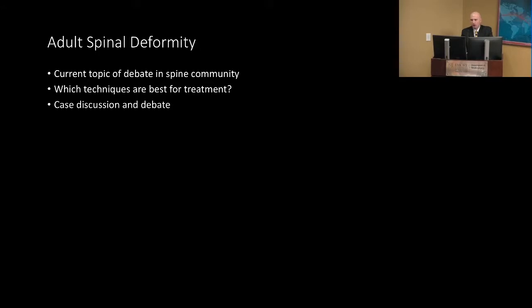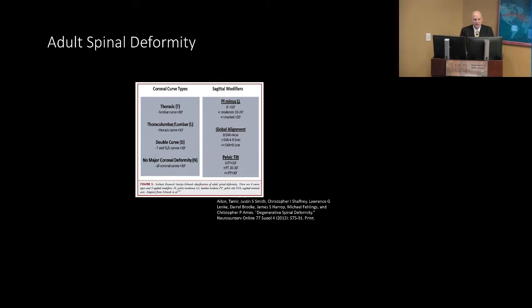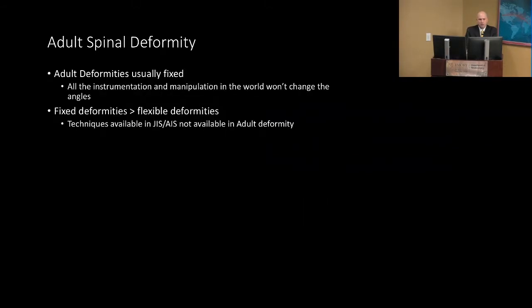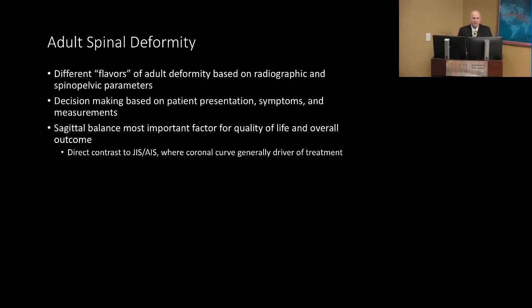So what are the techniques that are best for treatment? First, just a quick review again of the coronal curve and sagittal modifiers, looking at the SVA, pelvic tilt, the spinopelvic parameters. The big difference in surgical treatment of spinal deformities is that adult deformities are generally fixed. And so the techniques that we would use in adolescent or juvenile deformity, things like derotation maneuvers and compression distraction techniques, are really not available in the adult because of these fixed deformities.